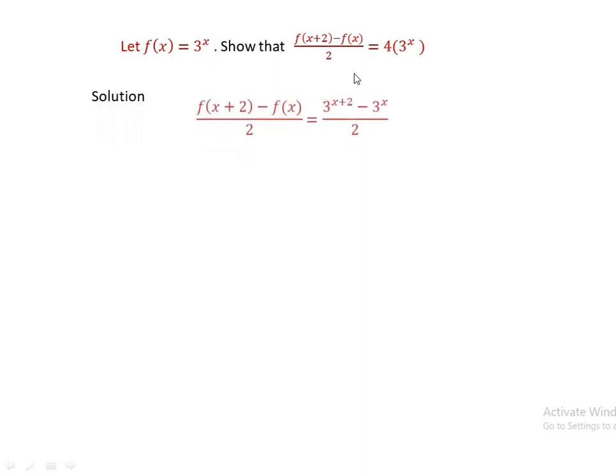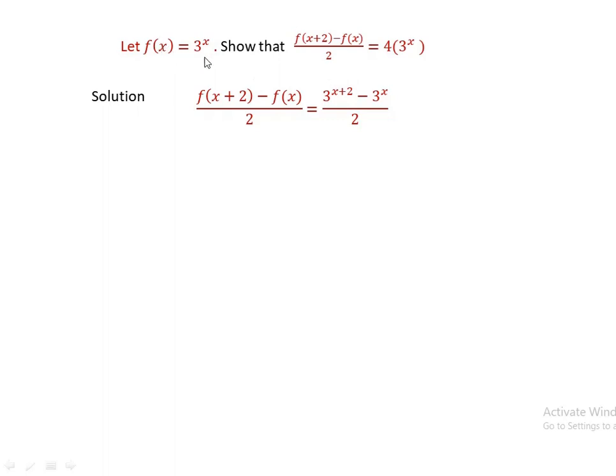Now let us start from the equations. Let f of x be equal to 3 to the power of x. Show that f of x plus 2 minus f of x, over 2, is equal to 4 times 3 to the power of x. Now, to show this, let us start from the left hand side. That means f of x plus 2 minus f of x over 2.